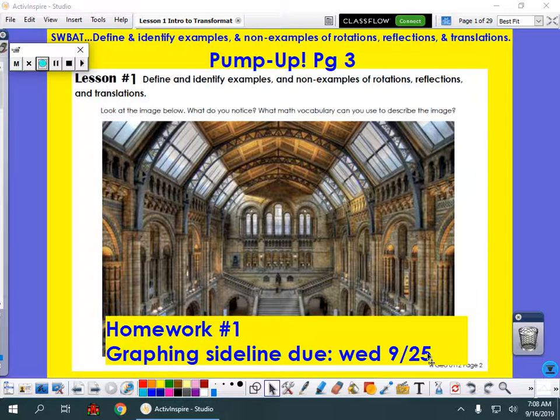All right. So the pump up. Well, first of all, what we're doing today is we're going to define and identify examples and non-examples of rotation, reflection, and translation. So we're going to understand what those 3 things are. What we want you to do is look at the image below and think about what you notice. What math vocabulary can you see? What could you use to describe this? So take a minute, think about that. If you can go ahead and hit pause, that would be great. Thank you.